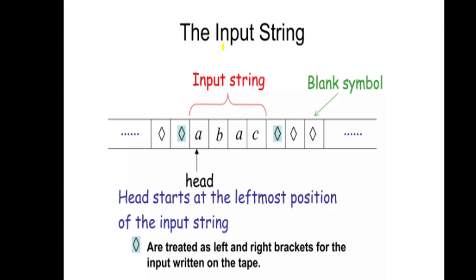The input string is A, B, A, C actually, and there are some blanks also in that input tape. These are called blank symbols. So the read write head can process the blank too. The head starts at the leftmost position of the input string, which means suppose it starts with A, this leftmost symbol. The blanks are treated as left and right brackets for the input written on the tape. Suppose it moves left again, it could read the blank symbol too.